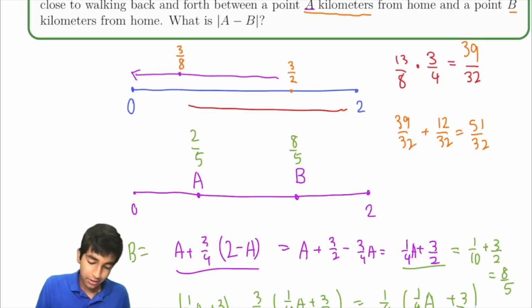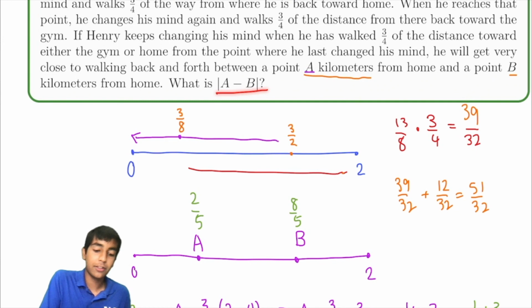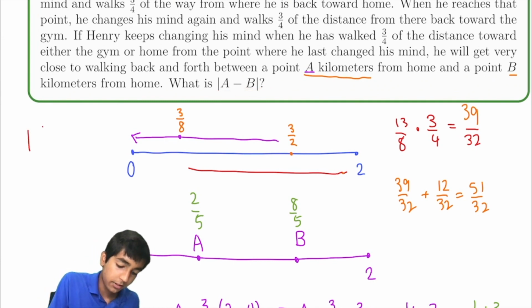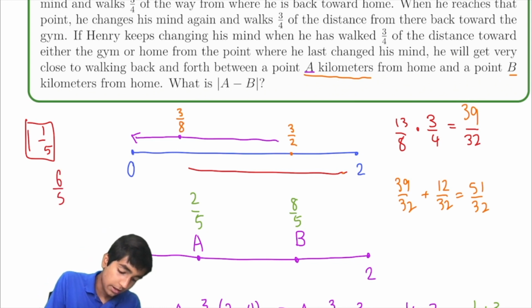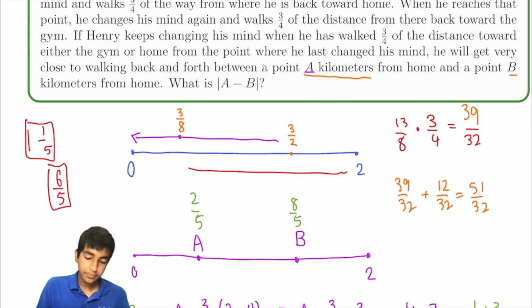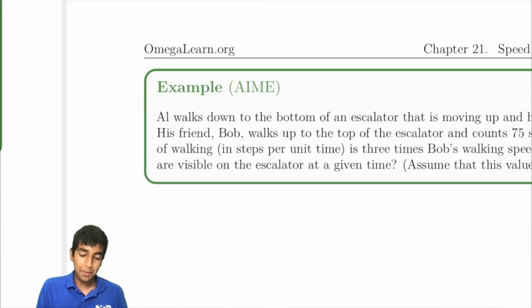So the answer is just the absolute value difference, which is 6/5, also 1 and 1/5, which is as the answer format and the choices gave. So 6/5 or 1 and 1/5. Okay, next problem over here.